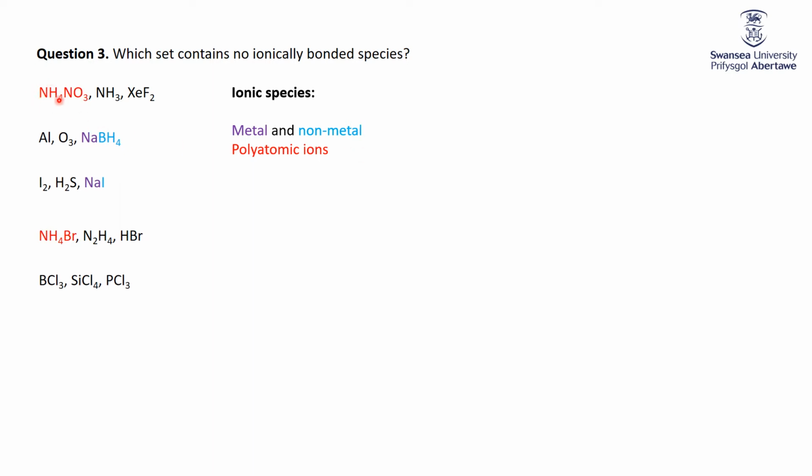NH4, really the first, the most important polyatomic cation, but then NO3 is the anion. Here again, NH4 is the cation, Br- is the anion. So the only one here that doesn't have an ionically bonded species is the last one. Let's make sure that we got boron, metalloid, non-metal, metalloid, non-metal, non-metal, non-metal. So that makes nice sense that those are not ionically bonded. They're all covalently bonded.